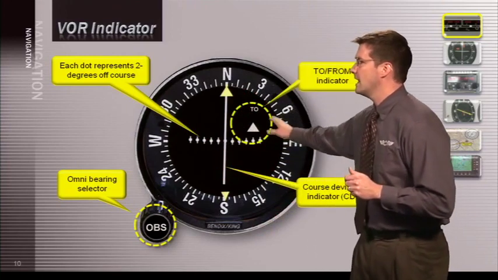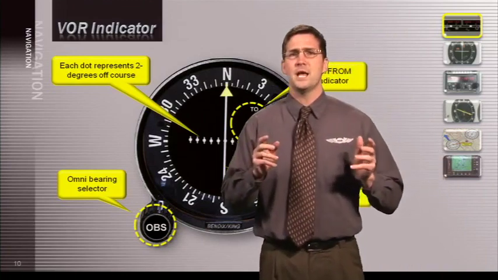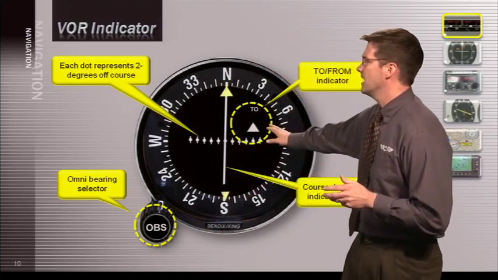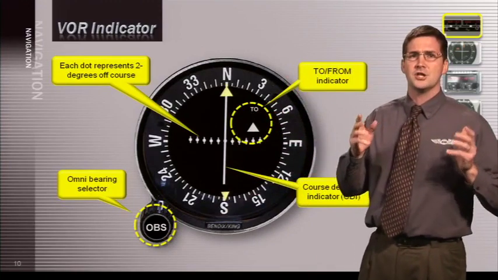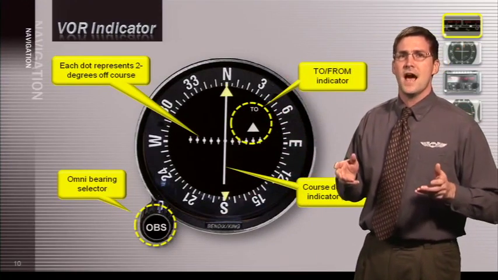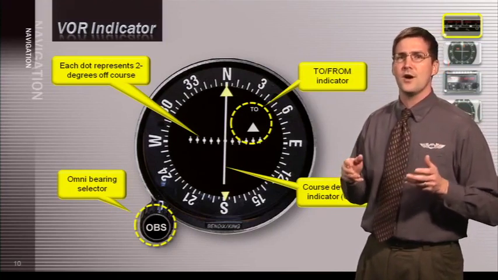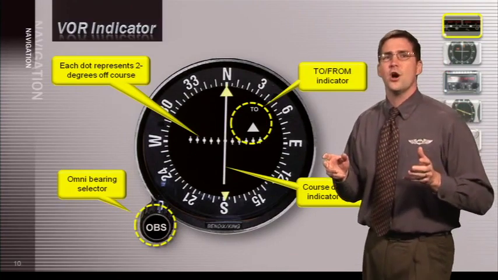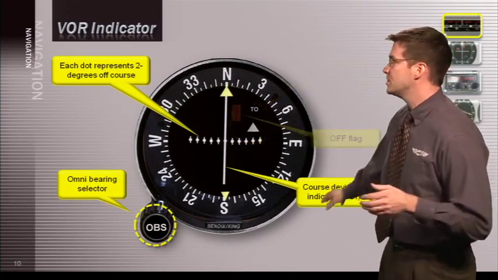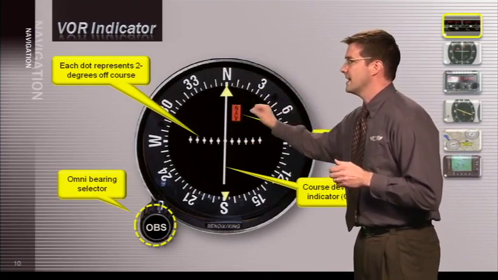Now, this window right here is the to from indicator flag. If it displays 2, as in this case right here, you see it displaying 2, then you are flying to the VOR station. Now, if from is displayed and the course shown at the top is followed, the aircraft is flying away from the VOR station. The window can also show a red flag, which indicates that the unit is off, and that's what we have in this case that you see right here.